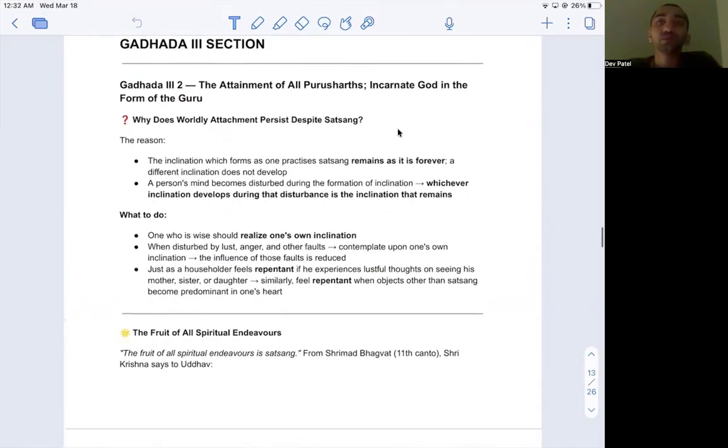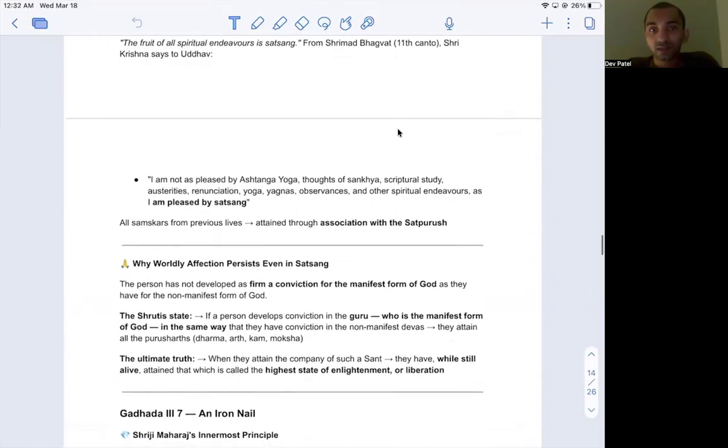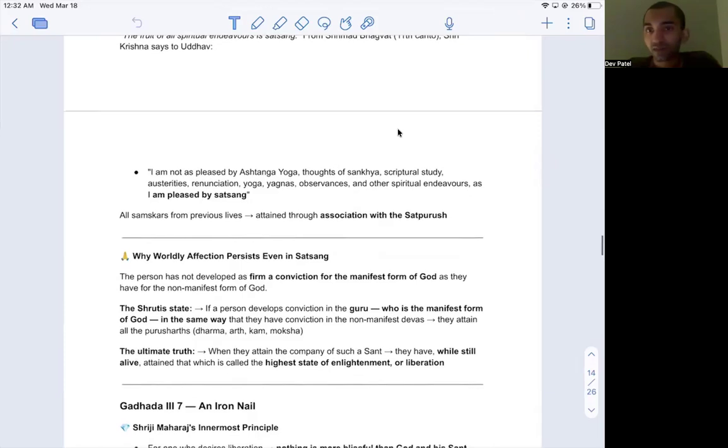L32, attainment of all purusharths is when one attains the company of a Sant and has firm conviction for the manifest form of God as they do for the non-manifest form. And they have attained liberation while being alive. So that's the highest state of enlightenment or liberation.